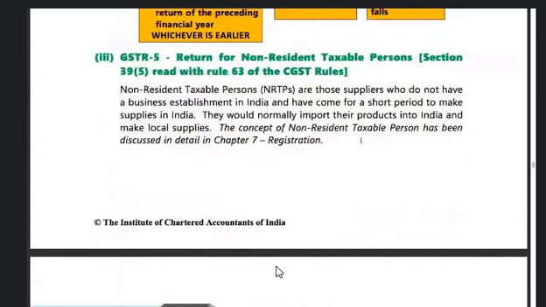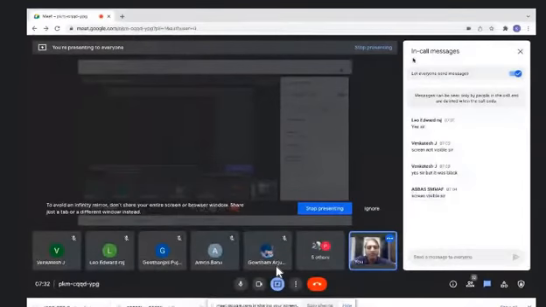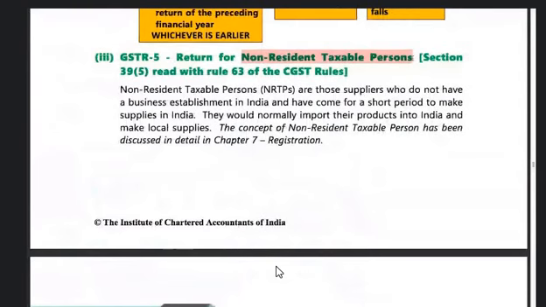Then GSTR 5 is the return for non-resident taxable person. So who is a non-resident taxable person? Someone from outside India coming to India and doing a business for a temporary purpose. That is a small period, maybe 1 year or 2 years or a very small period. So not 1 year, that is based on the validity of the certificate. We have seen earlier that casual taxable person and non-resident taxable person, the certificate is valid for a limited period.